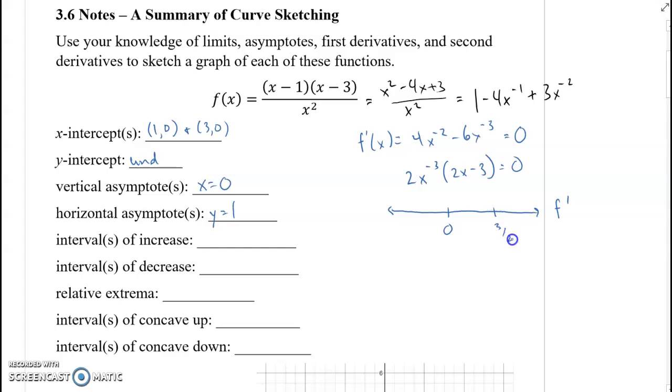So 3/2 will go here. X equals 3/2 causes our derivative to equal 0. We have a horizontal tangent line there. X equals 0 causes our derivative to be undefined. Well, that shouldn't be surprising because x equals 0 isn't even part of our domain, right?